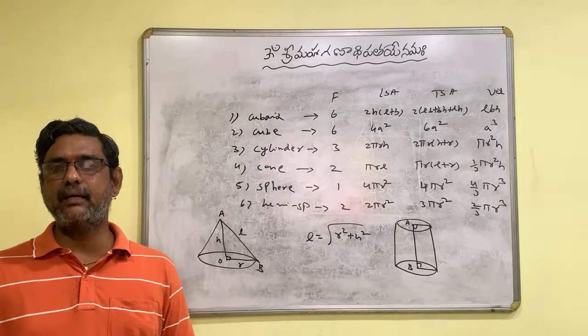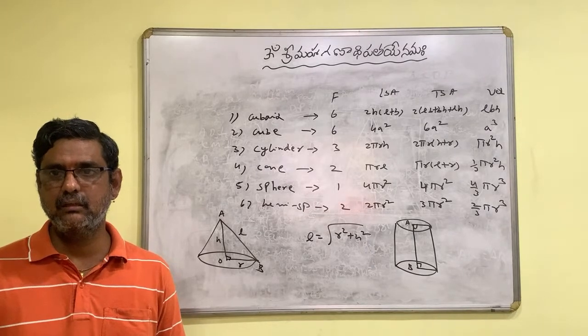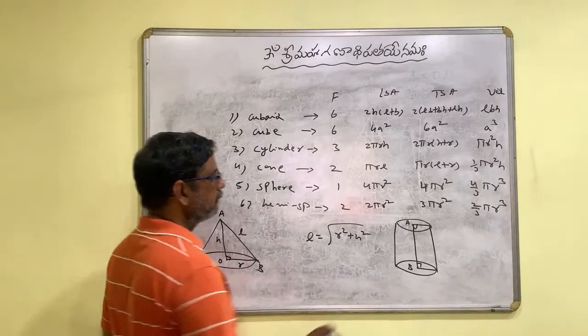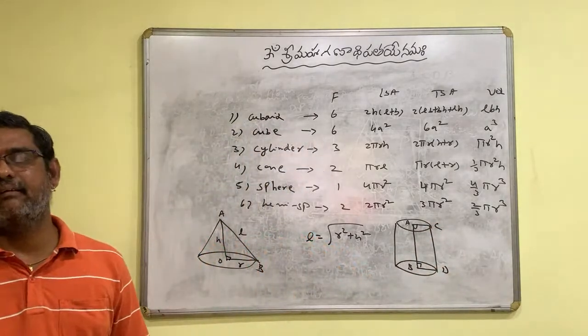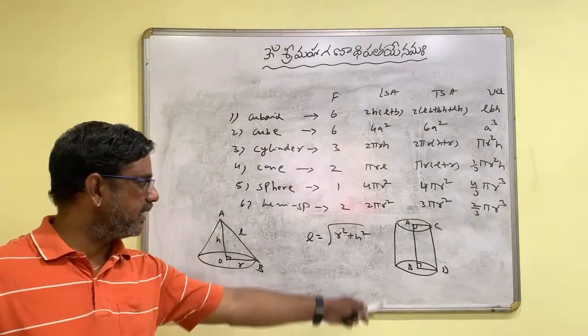AB is the line segment joining the centers. AC and BD are radii.